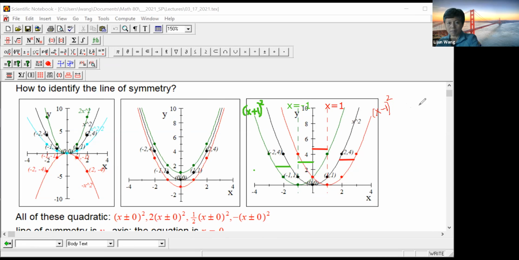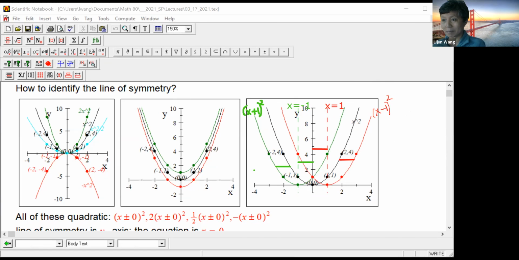Does everybody follow me? So if it's x minus 1 squared, the line of symmetry is x equals 1. If it's x plus 1 squared, the line of symmetry is x equals -1. Did you guys see that? Do we see patterns? So far, so good? Everybody? Now let's look at the 2 examples that we've done.